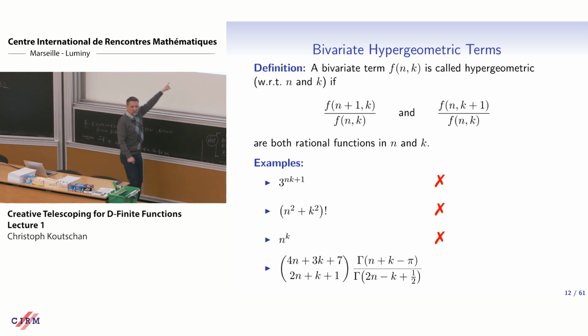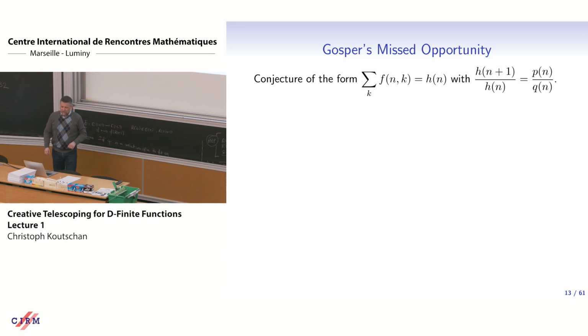I put a very complicated formula, but among all those, this is actually the simplest one, because here nothing goes wrong. We have a binomial coefficient, we have integer linear terms in n and k, we have gamma functions, and also there's this ugly pi and 1/2. It doesn't matter, this is fine, this is hypergeometric. Okay, good. So now we know what bivariate hypergeometric terms are.